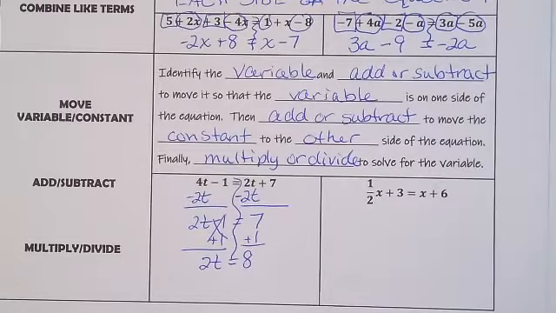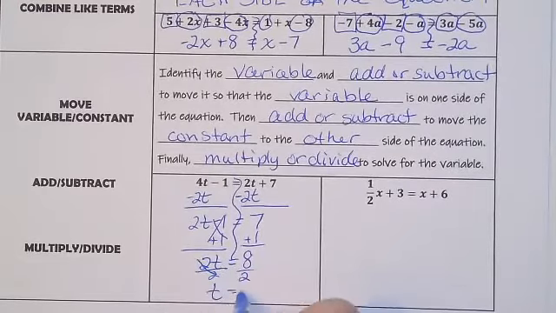Okay, now we're going to multiply or divide to solve for the variable. So I'm going to divide both sides by 2, and t equals 4. Next example.